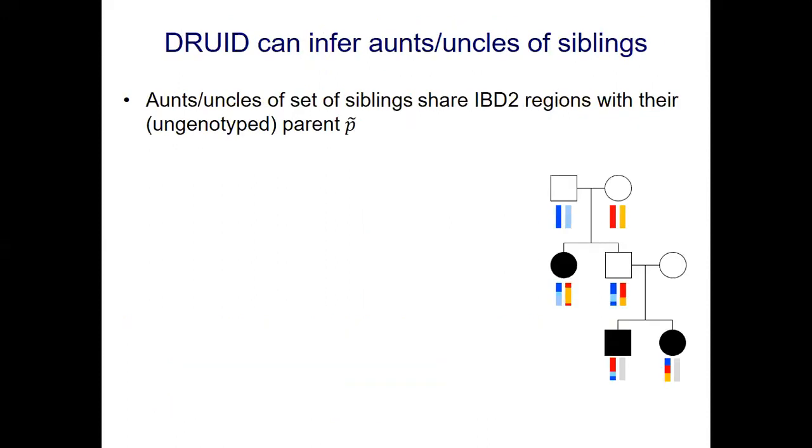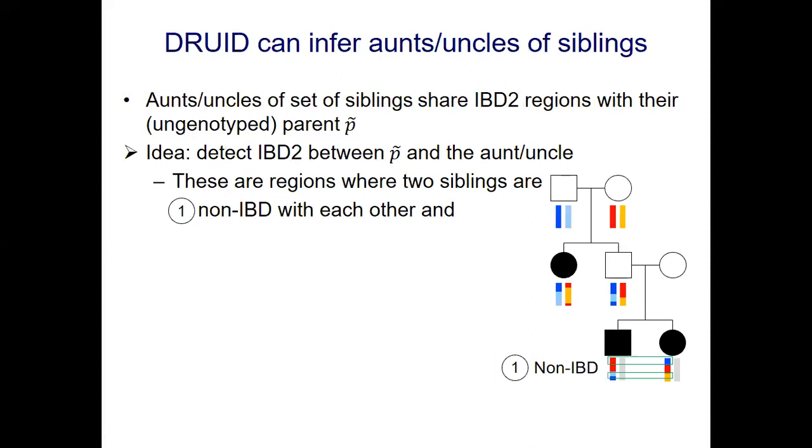However, we had the insight that it is possible to distinguish aunts and uncles of a set of 2 or more siblings by leveraging the fact that an aunt or uncle of a set of 2 siblings necessarily shares IBD2 regions with the parent of those 2 siblings. So we can detect regions of IBD2 between the ungenotyped parent of 2 siblings in the following way. We first look for regions where these 2 siblings are not IBD with each other. And these are regions where they necessarily inherited the 2 different chromosome copies of their parent.